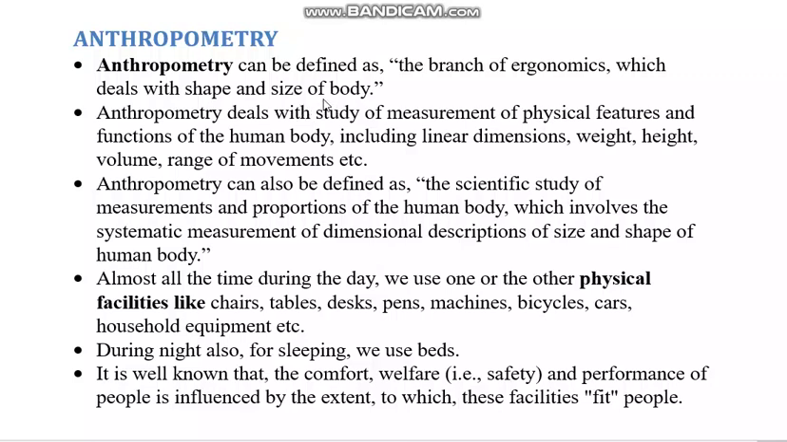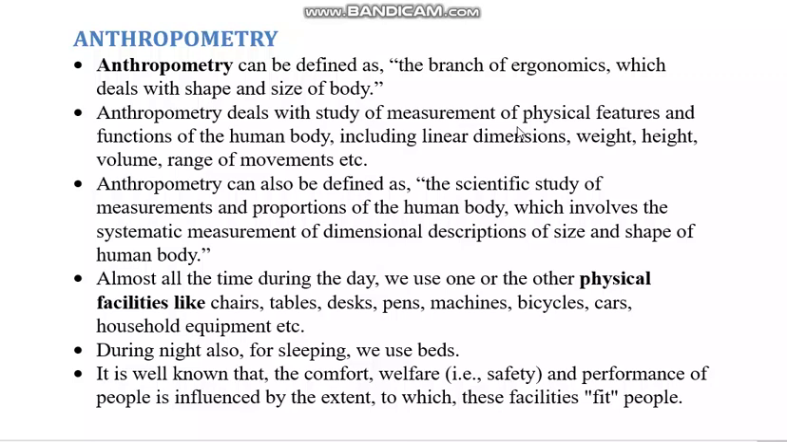Shape and size of the body means we are talking about the human body, its shape and its size. In anthropometry, the word metry, metrics or metry, means measurement. I don't know the meaning of anthropo, we have to look it up, but at least I know metry means measurement. So measurement of human body parts, you can say. Anthropometry deals with the study of measurement of physical features.